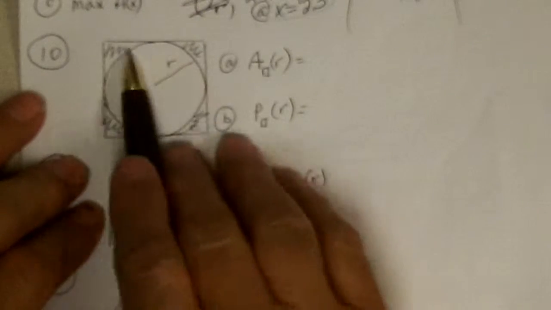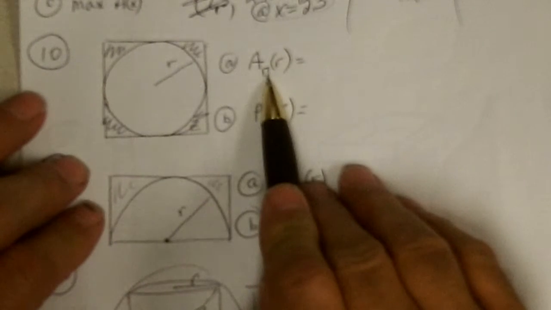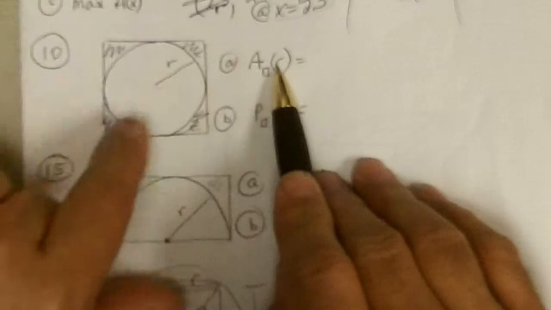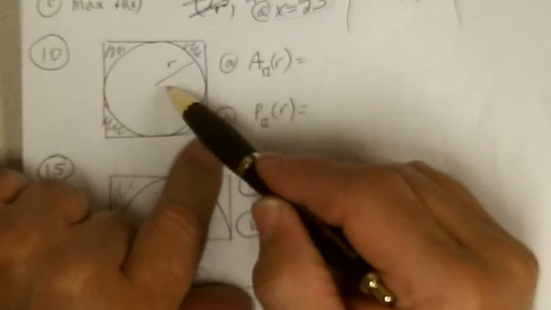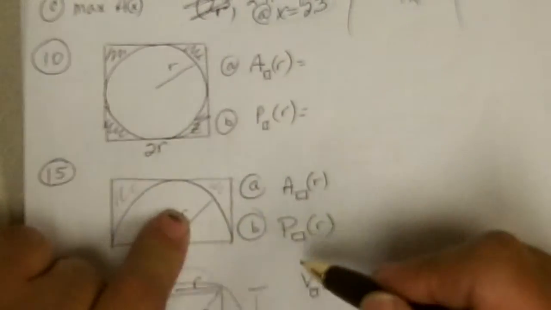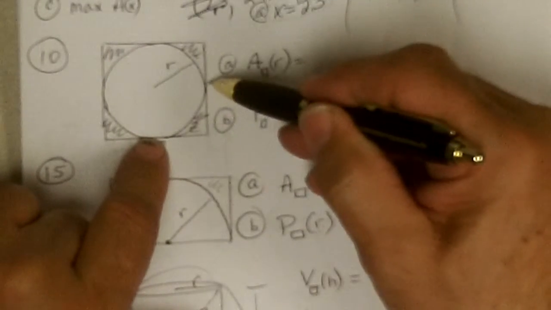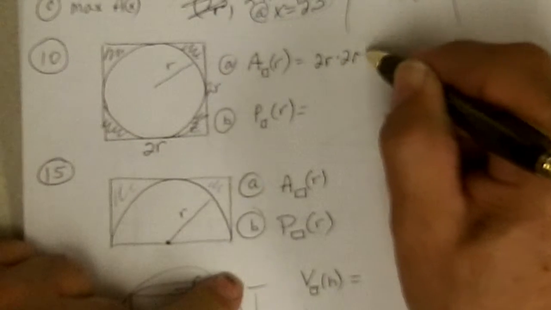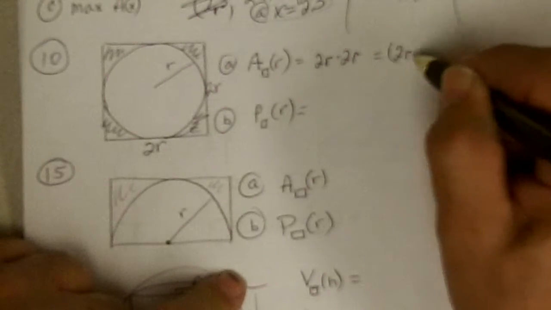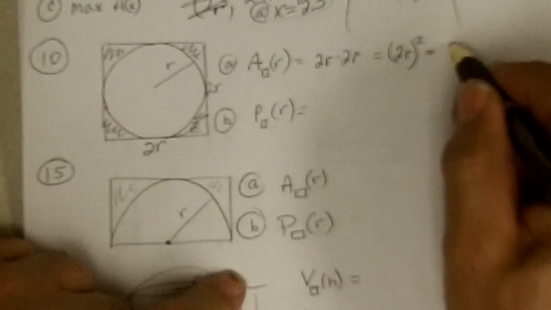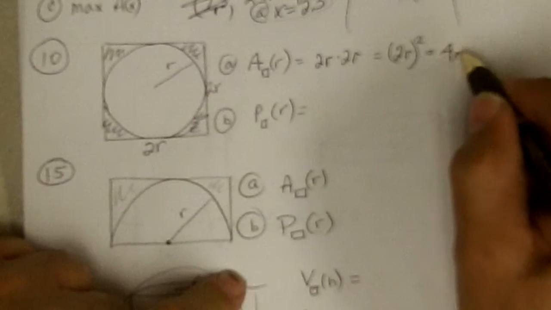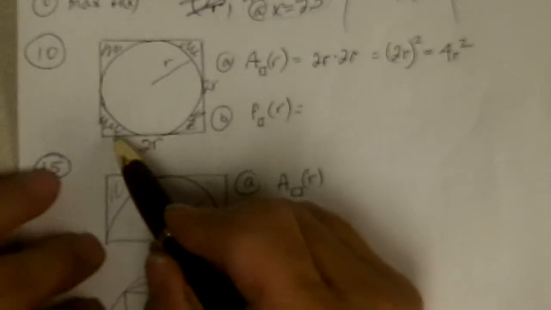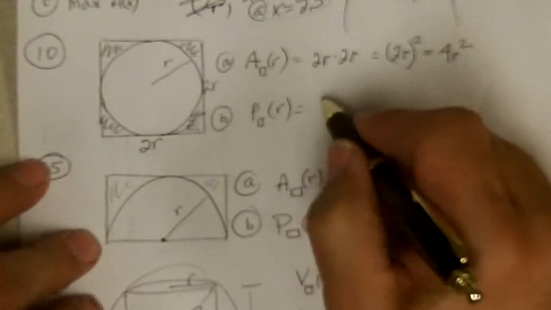Number 10 says we have this circle inside a square, and it says write a function of the area of the square, a function of r. Well, the square is length times width. This is r plus r, so this way is 2r. And of course this is 2r, so the area is going to be 2r times 2r, which I could either write as 2r quantity squared, or 2 times 2, 4, r times r, r squared. You can write it either way. Perimeter, well, that's simply add them up. 2r plus 2r plus 2r plus 2r. That's 8r.